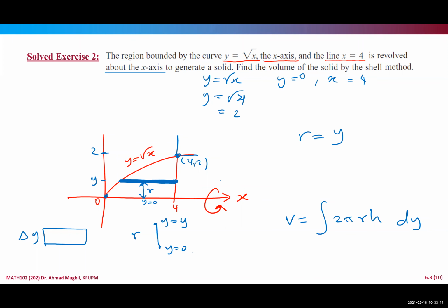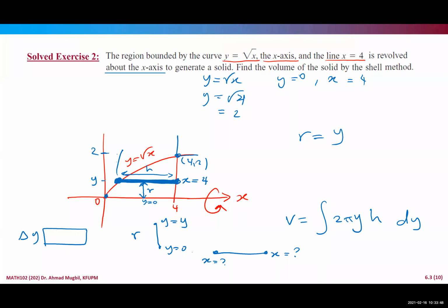What remains is to find h, now that we have r. R is y. What is h? H will be the length of this line, so the distance from here to here is h. We need to find its length. To find the length of any horizontal line, you need to ask yourself, what is x here? So what is x here, Shabab? X here is 4. And what is x at this other place?